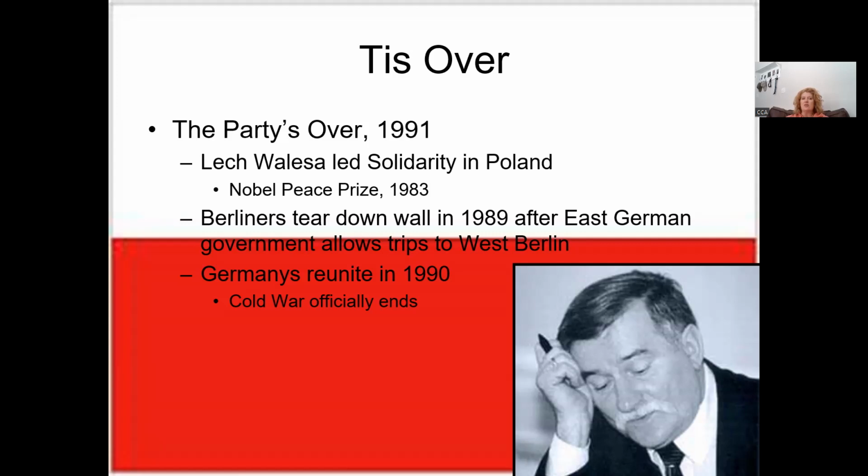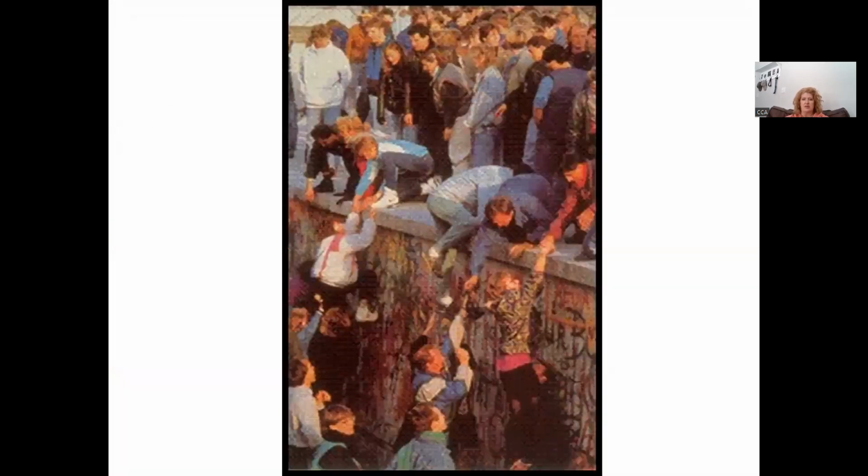So even though Reagan is the one who calls for the tearing down of the wall in Berlin, it is during the Bush presidency that the two Germanys reunite and the Cold War officially ends. So here you go. Got people climbing over the wall.